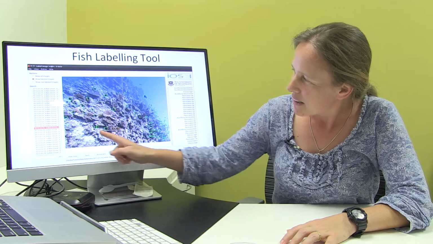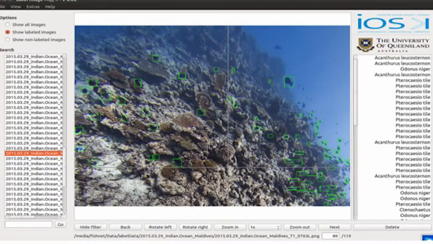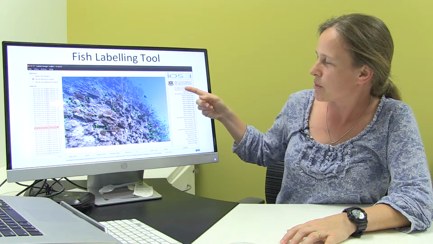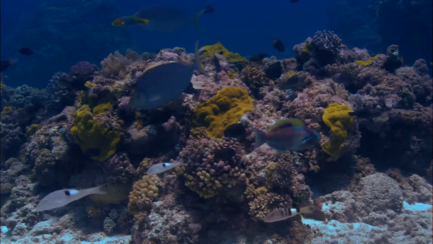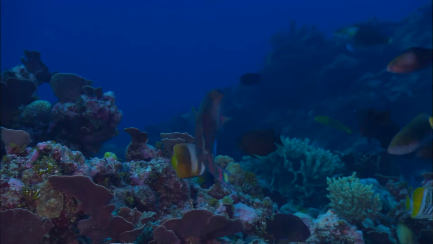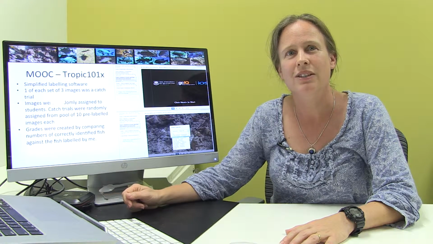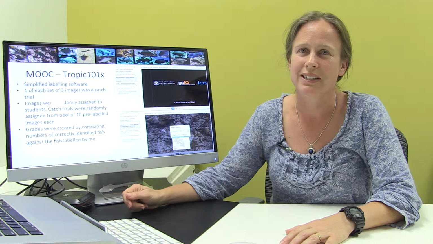You can see these green boxes, and each of these boxes has a fish inside it. So someone's gone and labeled many fish in this image, and here you can see all the names, all the species names that we've assigned to these fish. We had the original label tool that you just saw designed for us researchers, but the going was slow with only 3 people labeling fish. So we thought, let's simplify this a bit so that anyone who's interested can get involved and help us out on this really neat project.